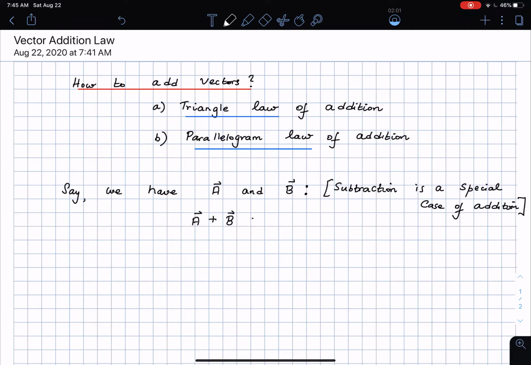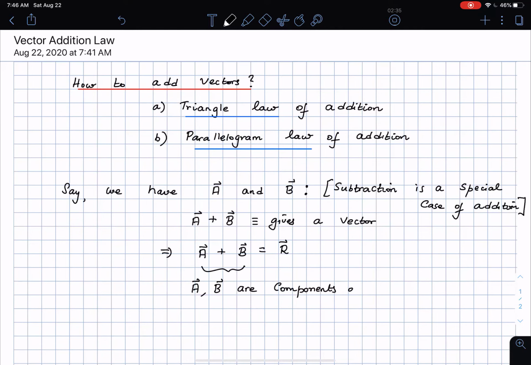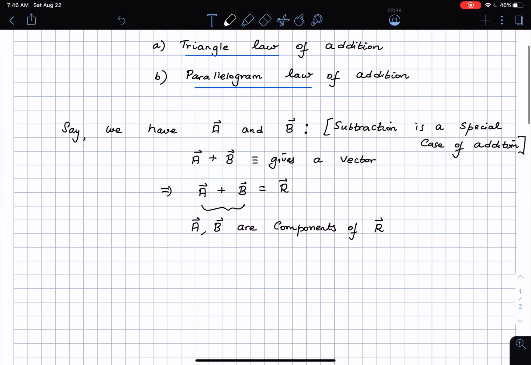So vector A plus vector B is going to give us another vector, and typically let me call that vector capital R. So vector A plus vector B is equal to a vector R, and in this situation the vectors A and B are called the components of the vector R. The vector R itself is called the resultant of the two components, the resultant vector.